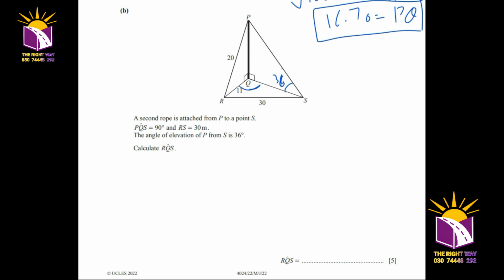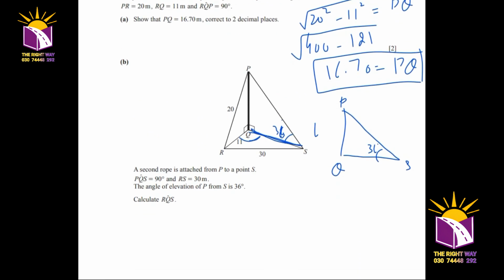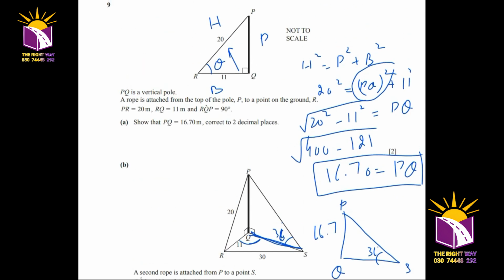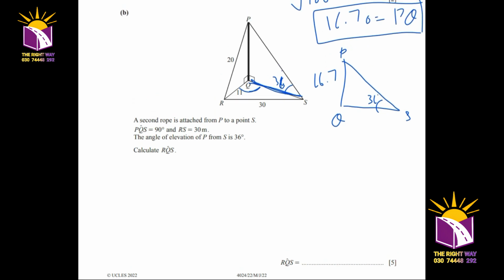First of all, I want to know this side. If I get this side, I am going to use the law of sine or law of cosine to find the other value. For that purpose, I am going to use this triangle P, S and Q, in which this angle is 36 degrees and the vertical height is 16.7, which was found in part A. Now, for this purpose, I have to find the base. The side beside the angle is the base.